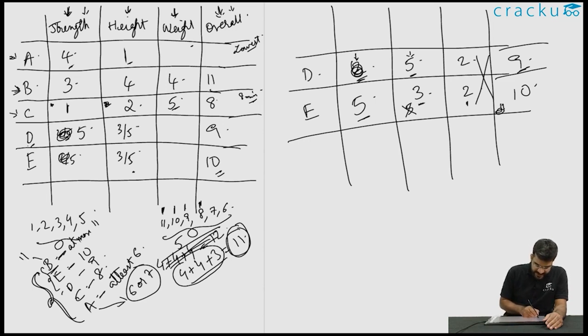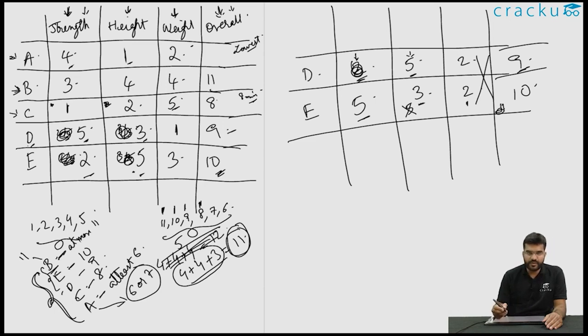This would imply that Ehsan scored 2 in strength. Now again Dinesh can't score 5 in height because his total will become 10, which is greater than 9. So he scored 3 in height. This would imply that Ehsan scored 5 in height, and now the remaining difference of their overall score and their individual scores is quite easy. 5 plus 3 is 8, so he scored 1 in weight, and 2 plus 5 is 7 and 10 minus 7 is 3. So the only remaining thing is that Abhay scored 2 in weight. So Abhay's overall score is 7.